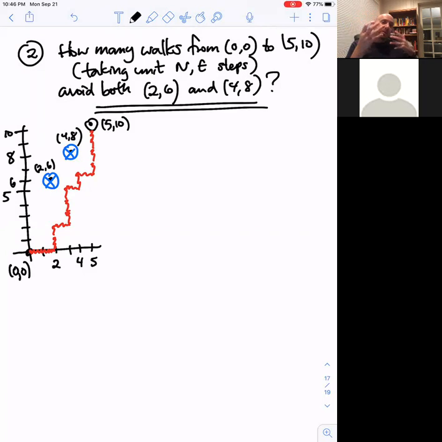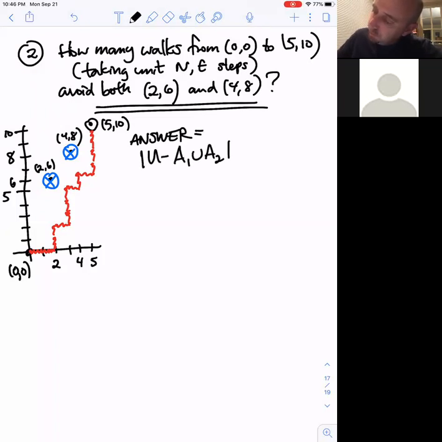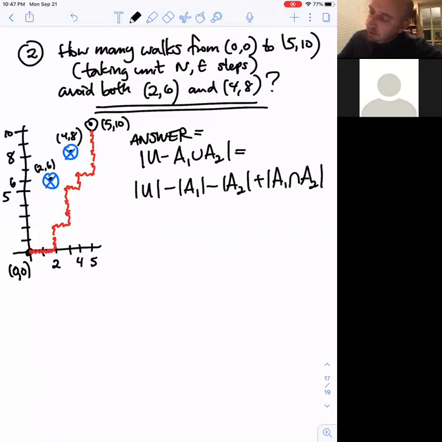So again, it looks like we're trying to avoid some sets and those sets have some overlap, and we eventually start thinking about this and might realize, aha, it sounds like it could be the two-set principle of inclusion-exclusion if I can set up the answer right. So with a little more experience, I think it is. This answer is the cardinality of U minus a union of 2 sets that I'm trying to avoid. So it's going to be the cardinality of U minus the cardinality of A1 minus the cardinality of A2 plus the cardinality of A1 intersect A2.